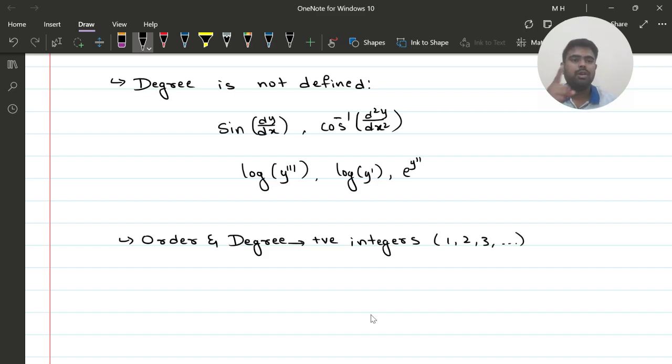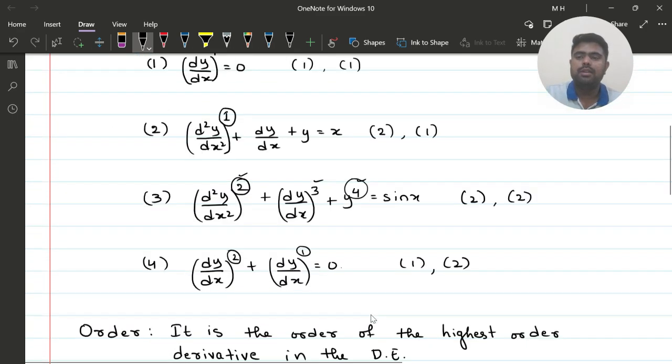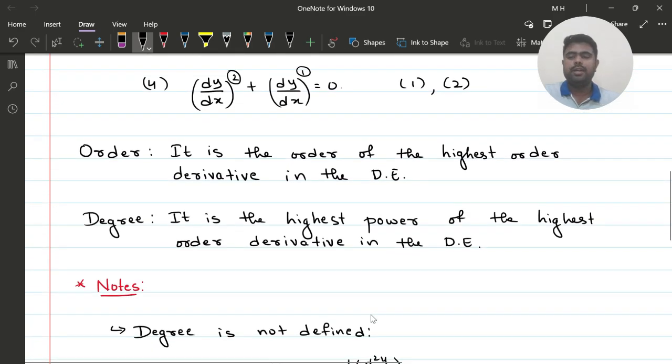So order and degree will not be negative, they will not be 0, and they won't be fractions. They will always be positive integers, natural numbers only, if defined. If degree is defined, it is going to be a positive integer, and order is always defined, so it is also going to be a positive integer. Having defined the differential equation, the order and the degree, we will now move to NCERT.